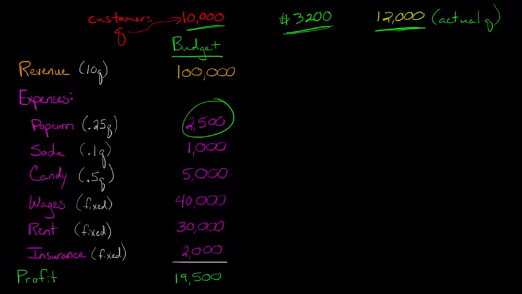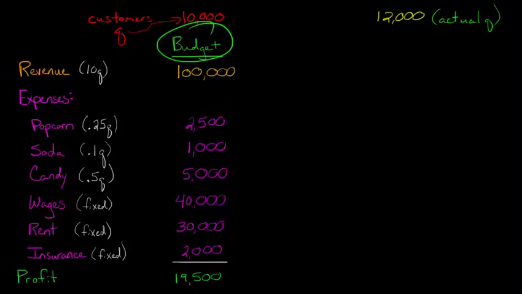So shouldn't we expect, since the amount of popcorn expense is a function of the number of customers, that since more customers came in, they ate more popcorn? Of course we should. And so therefore, we want to make adjustments to our budget. We want to adjust this budget. We don't want to just treat it as this inflexible thing. And so what we're going to do is create a flexible budget.